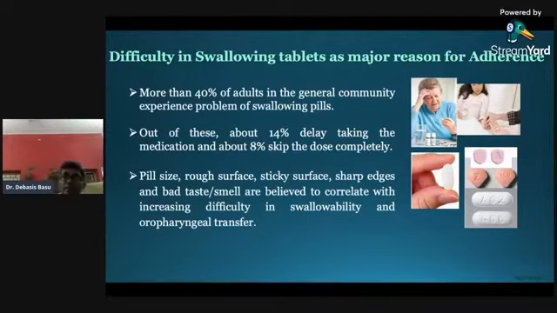Pill size, the rough surface, the sticky surface, the sharp edges, and the bad taste and smell are all believed to correlate with increasing difficulty in swallowability and oropharyngeal transfer. Whether it's oval, oblong, or circular, they all contribute to easy transfer and final absorption. And then you have so many methods, whether it's an osmotically driven mechanism or a GITS technology, so many technologies for the release of drugs, which might not be good for everyone, because you might not have such a good epithelial structure in the gut.